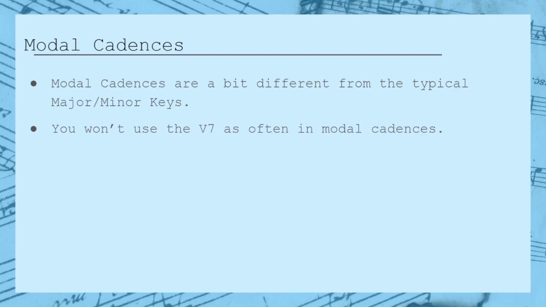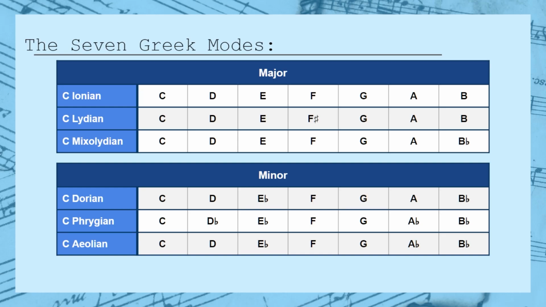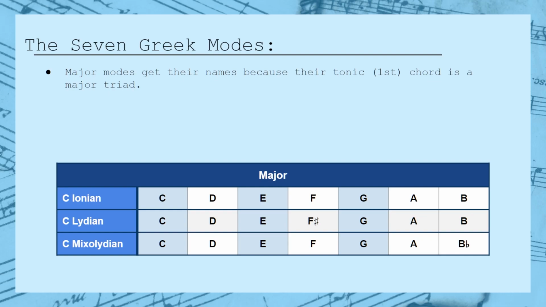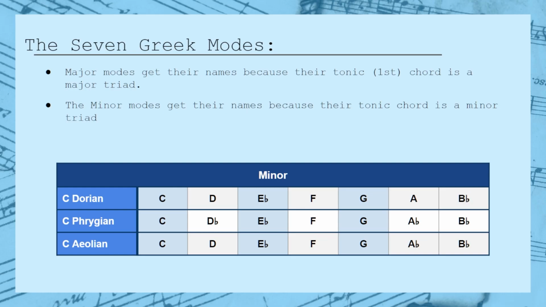You see, there are 7 Greek modes. Of these 7, 6 of them can be sorted as being either major or minor in quality. The 7th one is the Locrian mode, and it is its own special type of animal, so we won't be addressing that in this particular video. The major modes all get their name because their tonic chord is a major triad. The minor modes all get their names because, well, their first chord is a minor triad.